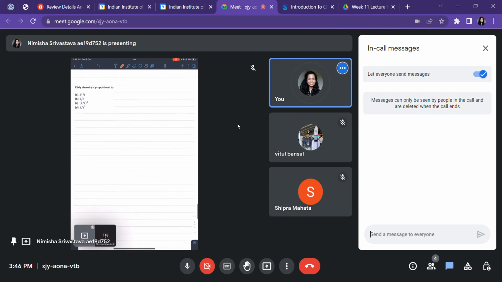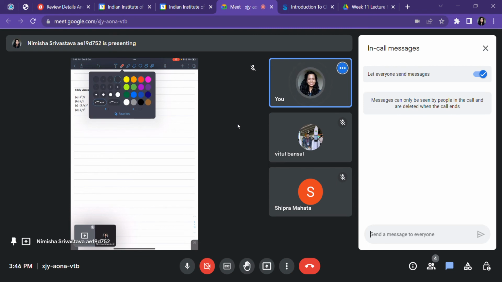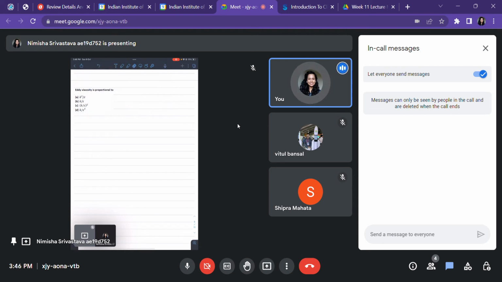Okay. So eddy viscosity is proportional to. Now we are being talked about eddy viscosity, mu t. This is saying, how do I compute mu t? This is fairly standard in all of the models. You must have seen that.